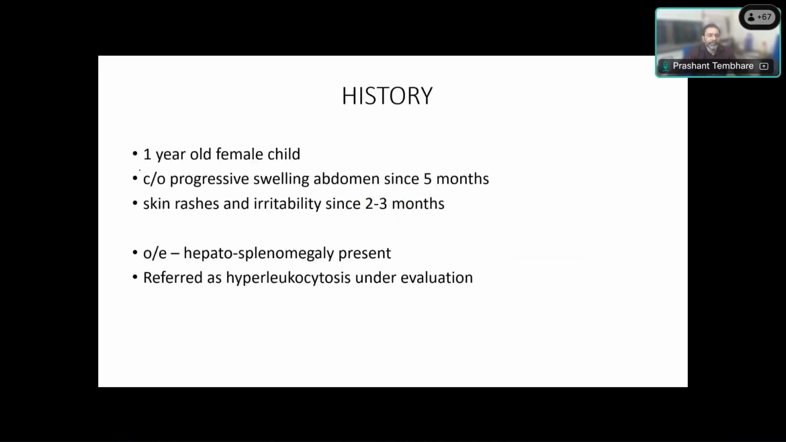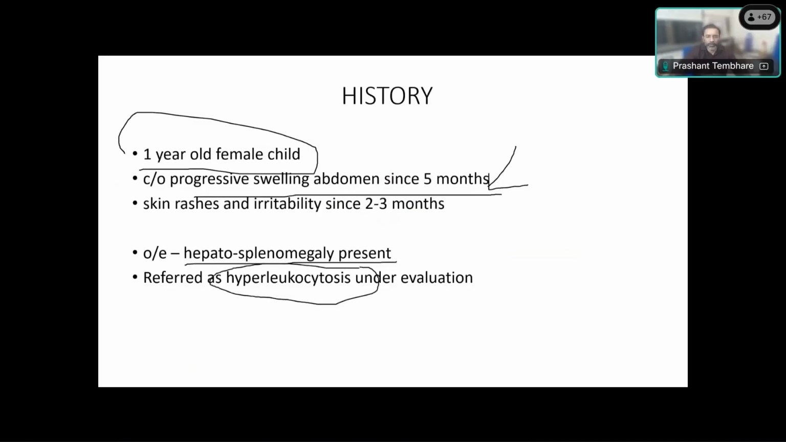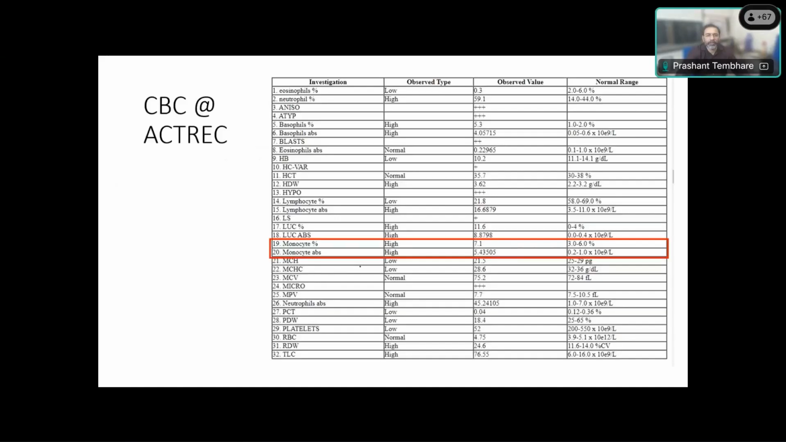Now coming to case 4, a 1 year old child. So almost an infant, presented with swelling in the abdomen, so possibly splenomegaly, and hepatosplenomegaly is there, and hyperleukocytosis, high counts. Probably 60,000 to 80,000, something like that. Let's see what the count was. And TLC is here, 76,000.